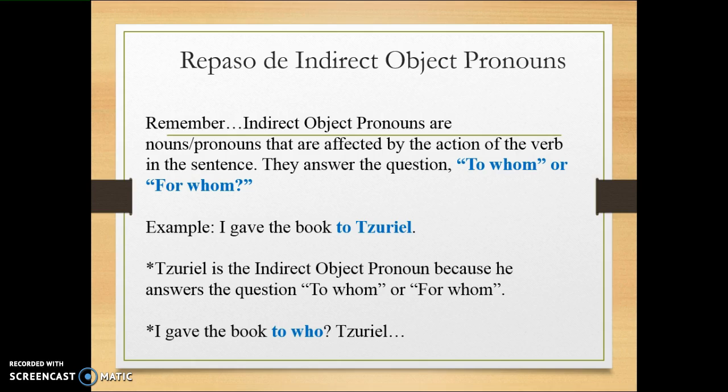So just always remember that when you're reading a sentence. To whom or for whom. And that's referring to the IOP, or the indirect object pronoun. For example, I gave the book to Zariel. So Zariel is the indirect object because he answers the question to whom or for whom. I gave the book to who? To Zariel.